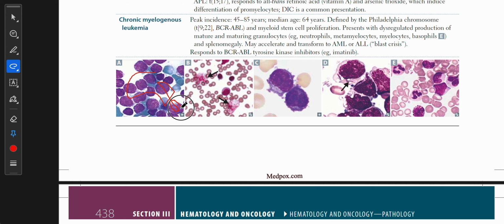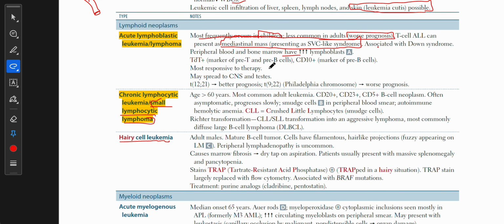So peripheral blood smear, that is PBS, findings have an increase in lymphoblasts, and the TdT-positive marker is positive. The marker for pre-T and pre-B cells is TdT plus, and CD10 plus is the marker for pre-B cells. So both of them are positive. TdT plus and CD10 plus, both of them are positive, and they are most responsive to therapy. They may spread to the CNS and testes.